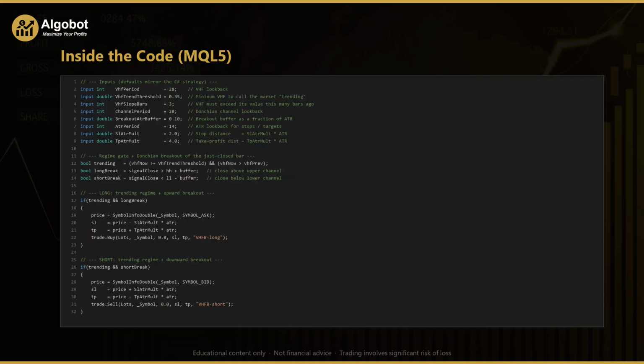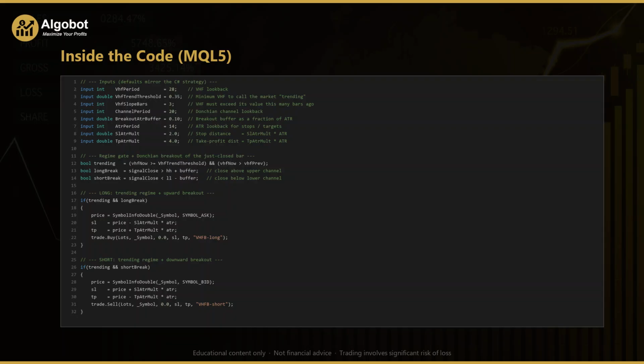Channel period at 20 is the Donchian channel lookback, and breakout ATR buffer at 0.10 is the confirmation buffer as a fraction of the average true range. ATR period is 14, and the stop and target multipliers are 2 and 4. Below the inputs, you can see the core decision. The variable named trending is true only when the current filter value is at or above the threshold and greater than its earlier value.